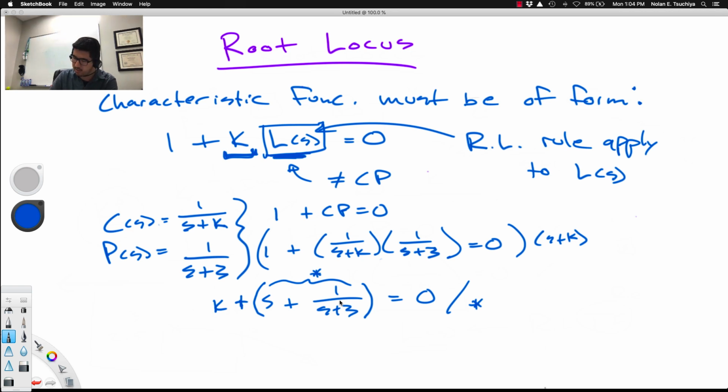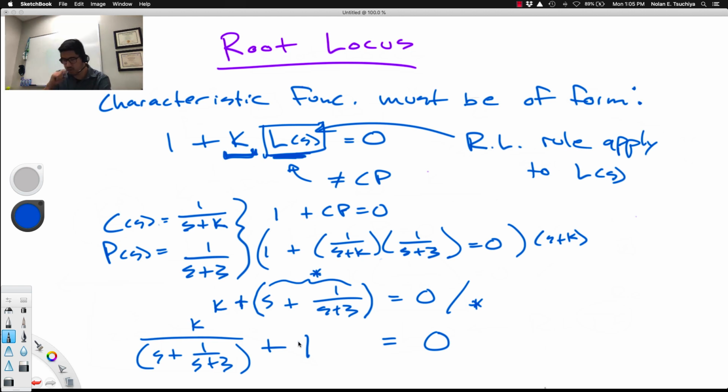And what that gets me is the 1, right? So this parenthetical divided by itself gives me 1. On the right-hand side, I still have 0. And then over here, I've got k divided by this parenthetical. So it becomes k over s plus 1 over s plus 3 plus 1, which is getting a little bit messy, but what you can see is that we're starting to construct this form of 1, which is here, plus k. So I've got my k here in the numerator, which can easily be factored out.